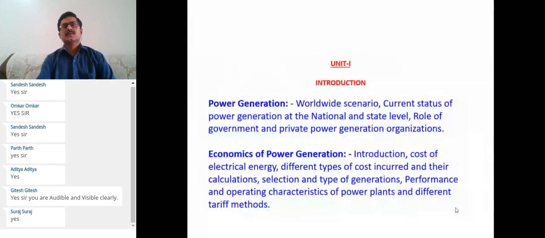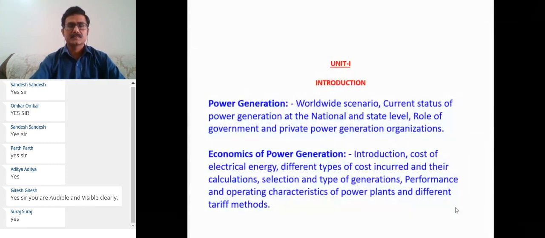Unit number 1, that is the title there, is the introduction. This unit number 1 is divided into two different subparts or subheadings, I will say. The first half part highlights here as power generation. So we are going to look at what is the scenario for the energy consumption, energy generation across the world, or global scenario, worldwide scenario.